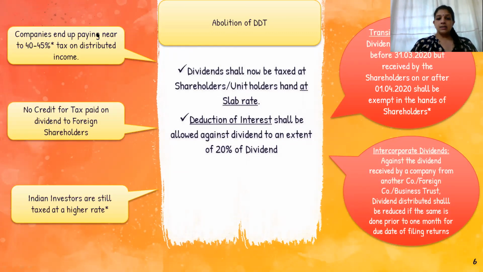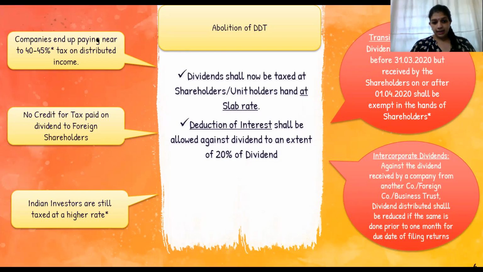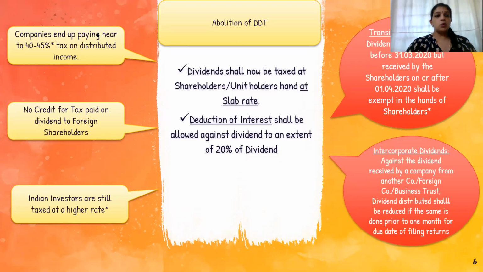Now, considering the issues with the DDT initially, companies were paying a higher rate of tax for the distributed income portion. That is, generally, the companies will be taxed at 25 or 30% respectively. Along with the amount of income tax being paid, a DDT of 20.56% was paid by the companies on the amount of distributed income. This was an extra burden to the companies.